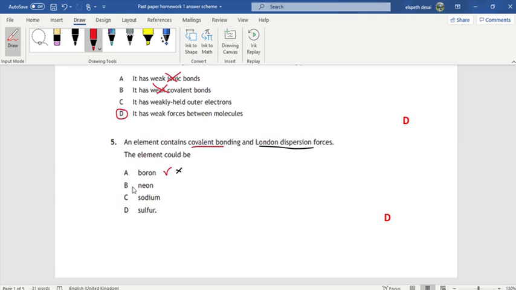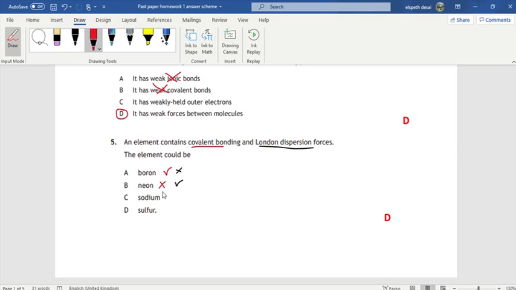Okay, next one is neon. Think about the structure of neon and whether it has either covalent bonding or London dispersion forces. Okay, hopefully you're remembering, neon is a monatomic. It exists as atoms on its own. It's got a full stable outer shell, so it does not form covalent bonds. However, neon atoms can join together using very weak London dispersion forces. So neon has London dispersion forces.